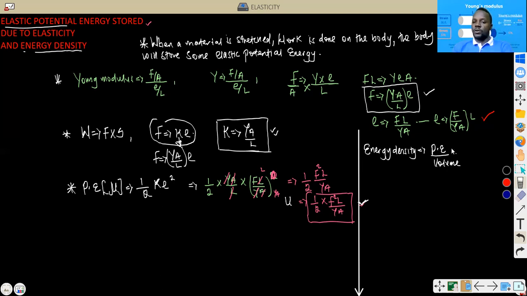From what we have just studied, my dear student, what is the answer for potential energy? 1 by 2 F square L divided by what? You are dividing it by gamma A. Then what is volume? Volume is always area times length, right? Remember, volume is area times length.